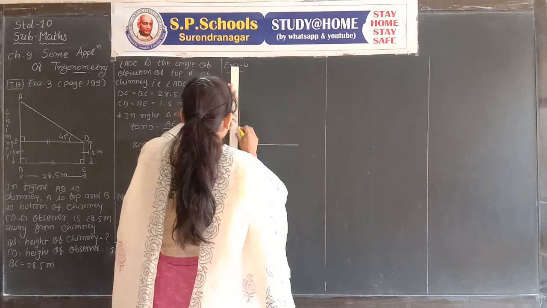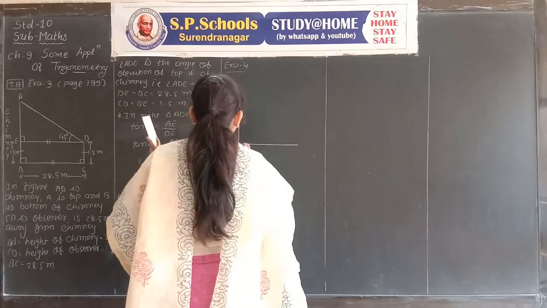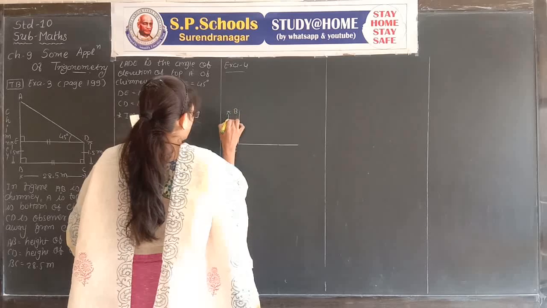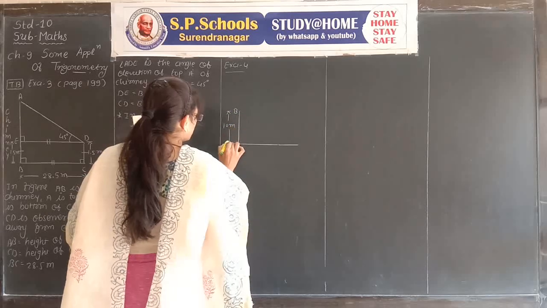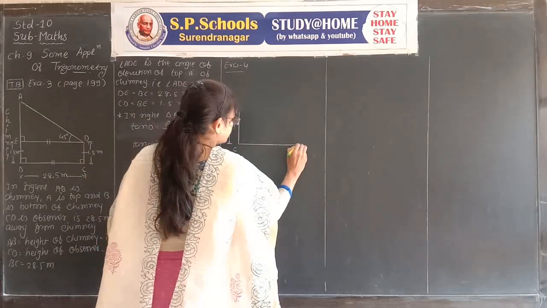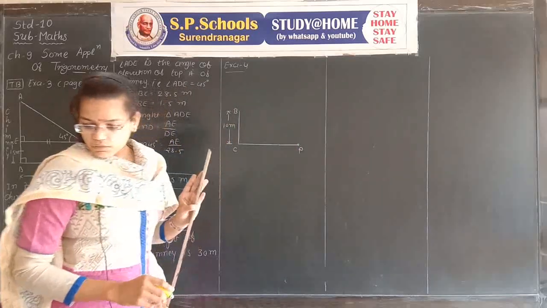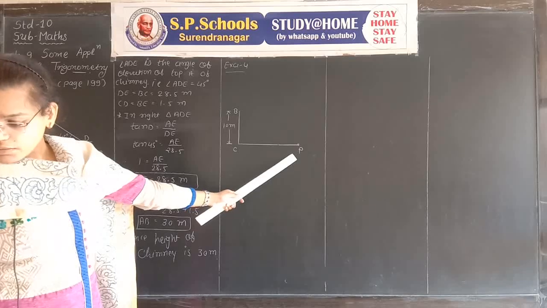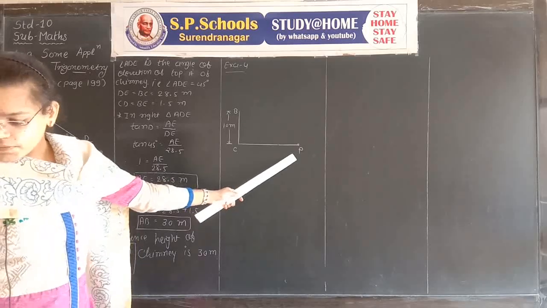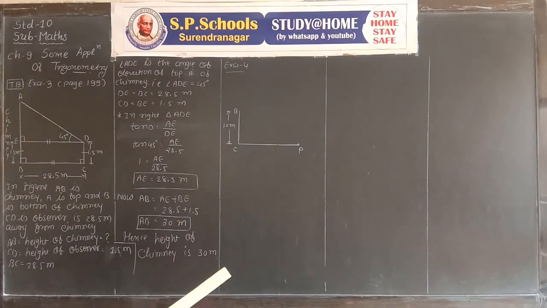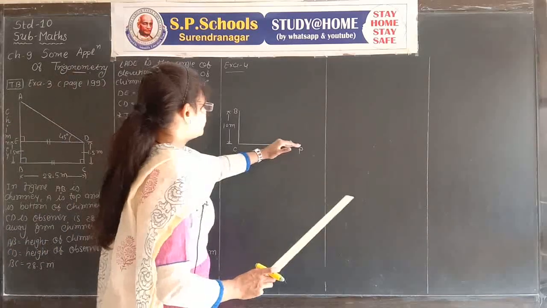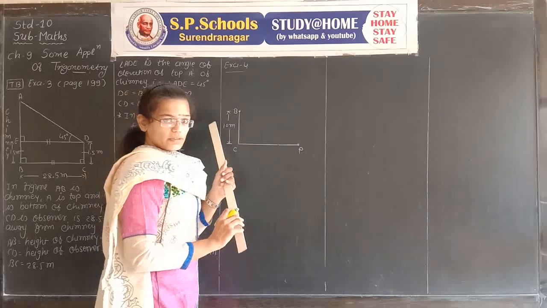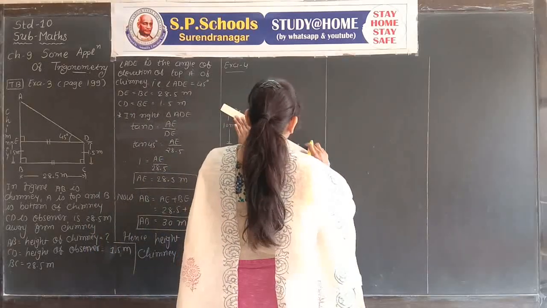Suppose here BC is a 10-meter tall building. Point P is the point on ground level. From a point P on a ground level, the angle of elevation of the 10-meter tall building, which is B, is 30 degree.